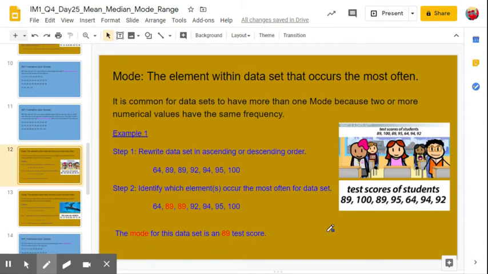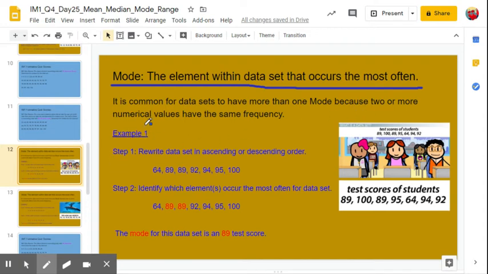Mode is the element within the data set that occurs the most often. That's all the mode is. It's just which number occurs the most often. But here's the thing. Sometimes data sets have more than one mode, right? So if you have a data set, let's say you have 100 values, 100 elements, and there's 3 different numbers that occur 6 times each, well, then you have 3 different modes. So that's common. A data set can have more than one mode.